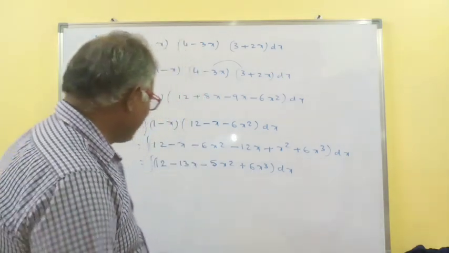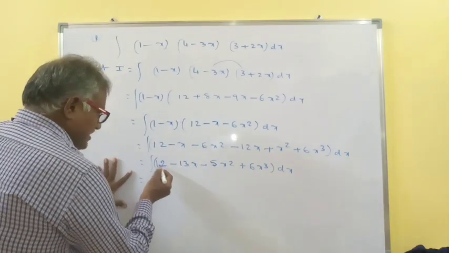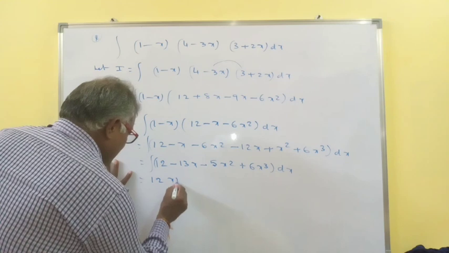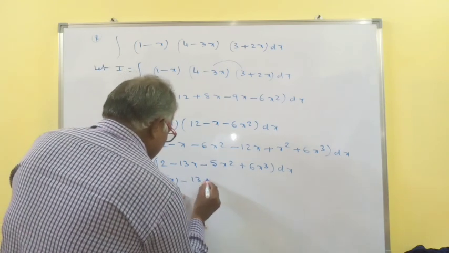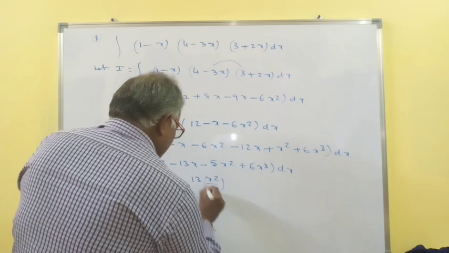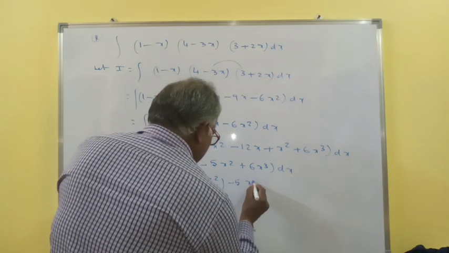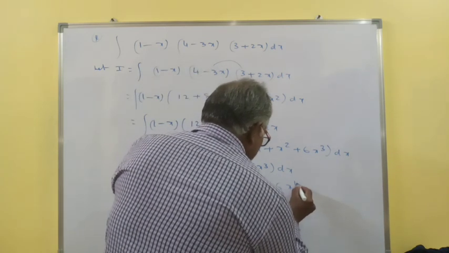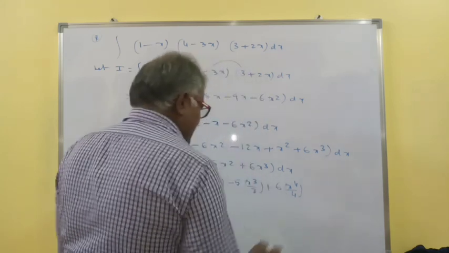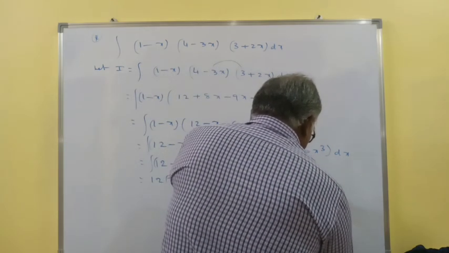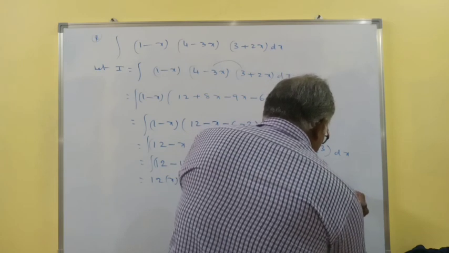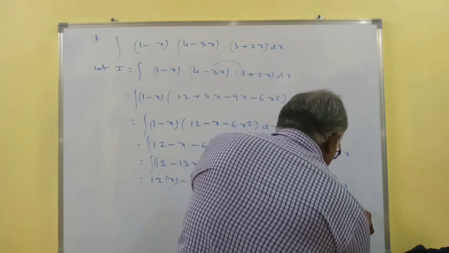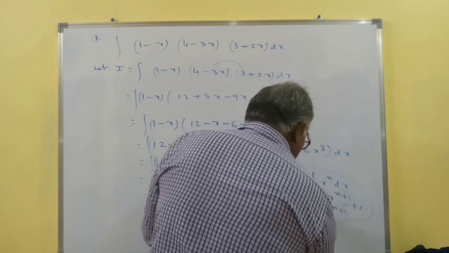Okay, now clearly the integral of 12 is 12 into x. So directly you can evaluate, no problem. Okay, next 13 into x square by 2. Okay, next minus 5 into x cube by 3. You can directly write this, no problem. x power 4 by 4. Just you should mention the formula only. If you mention this formula, directly you can write down the result, no problem.